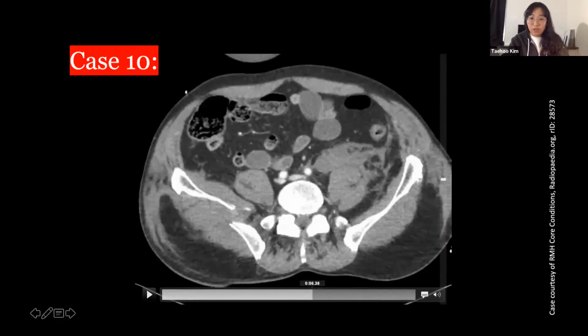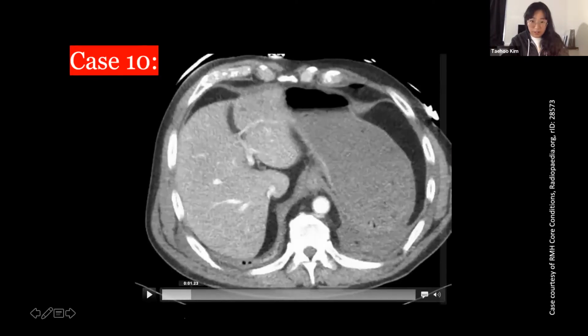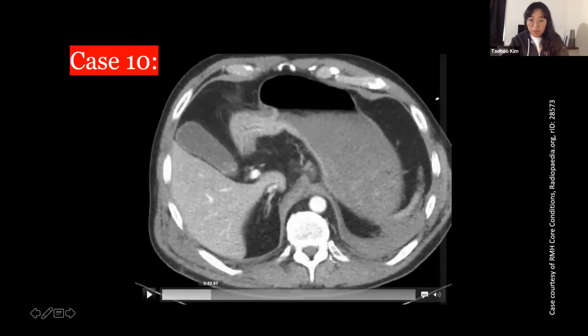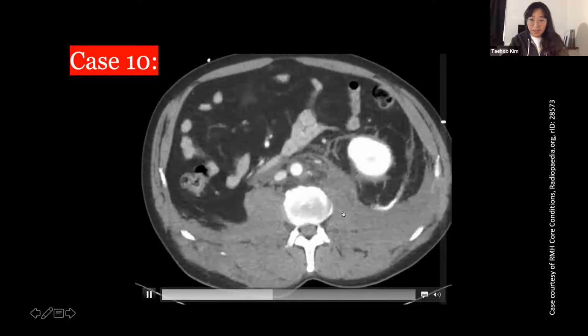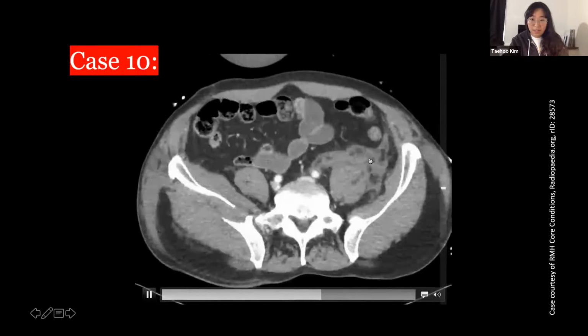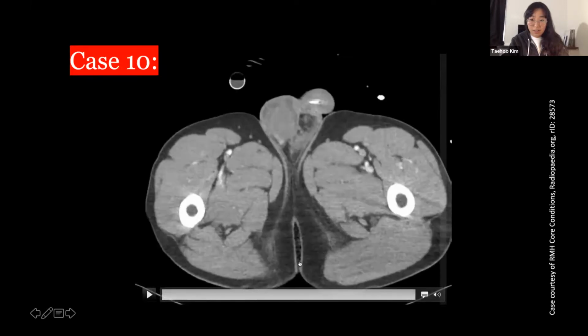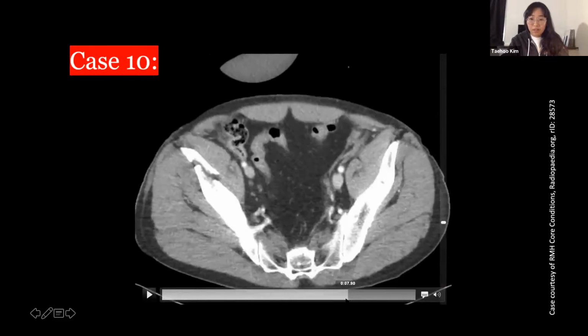When you're doing your first scroll to get your first impression, we are in the theme of free fluid. I'm hoping that you guys caught the free fluid here, mostly in the retroperitoneal spaces, all the way around the psoas to the pelvis. Did anyone catch where this blood might be coming from? This is a trauma case.